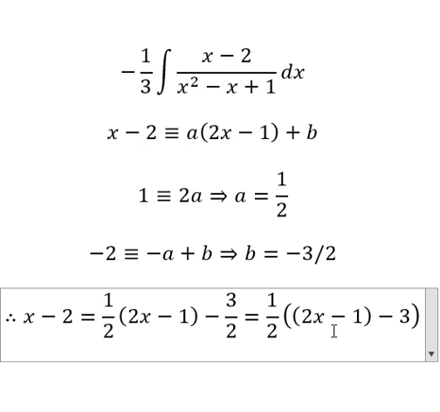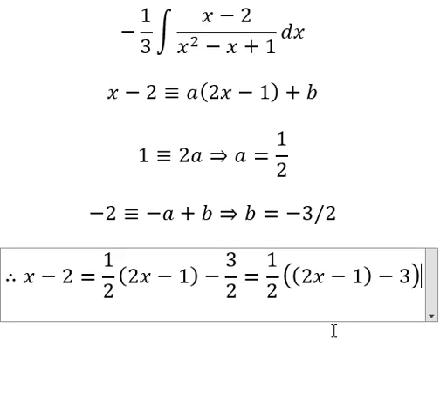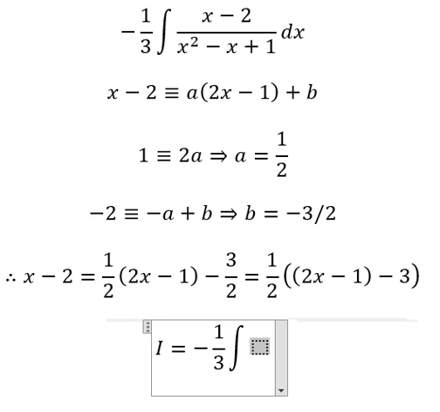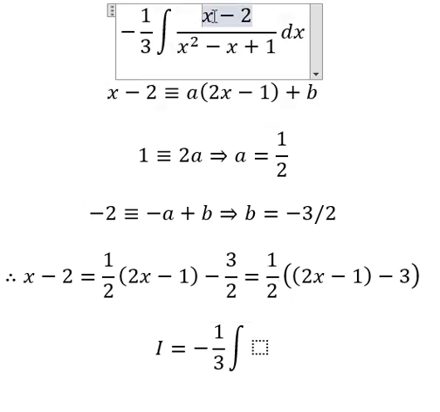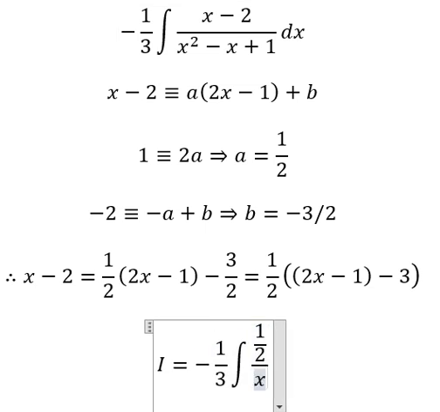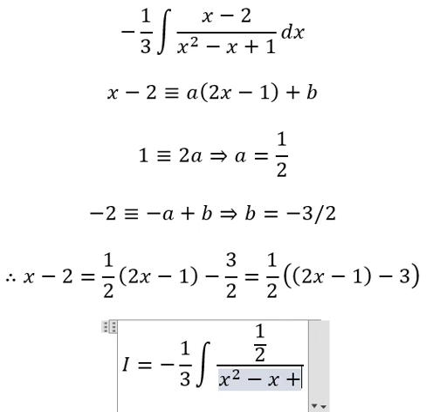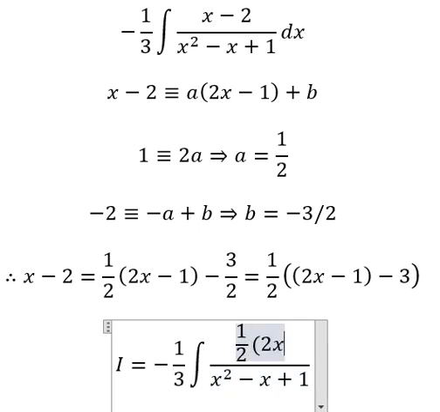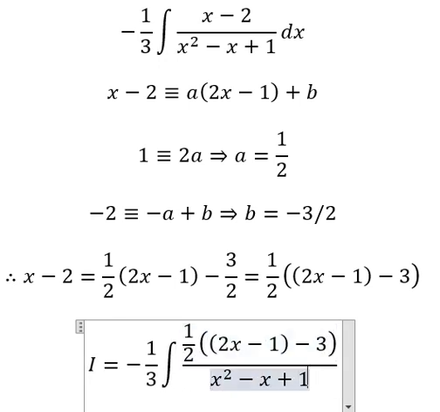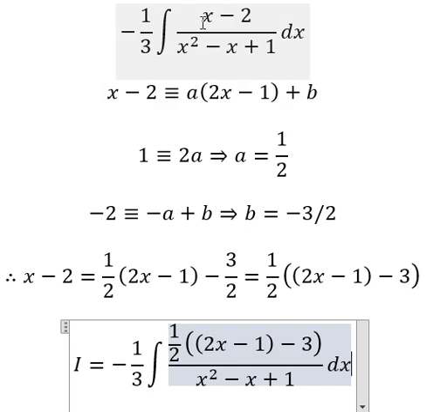Okay, so with this it is now easier for us to integrate. Let me just call that integral I. It becomes negative 1/3, which is outside, times the integral of, what is the numerator? The numerator is just the same as half. Let me just write my denominator, x squared minus x plus 1. My numerator is half times 2x minus 1, then minus 3, dx. If you simplify that numerator, you'll get back to x minus 2.